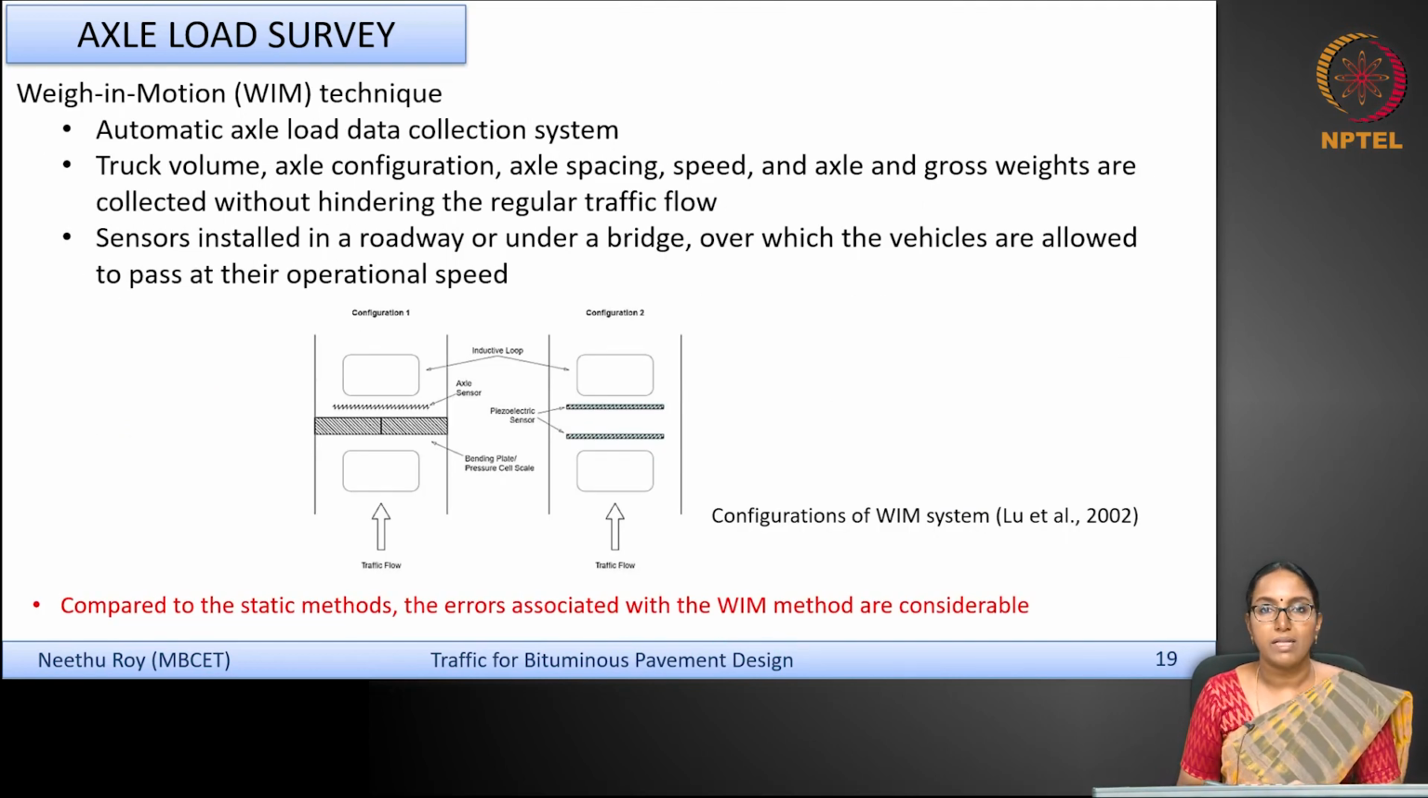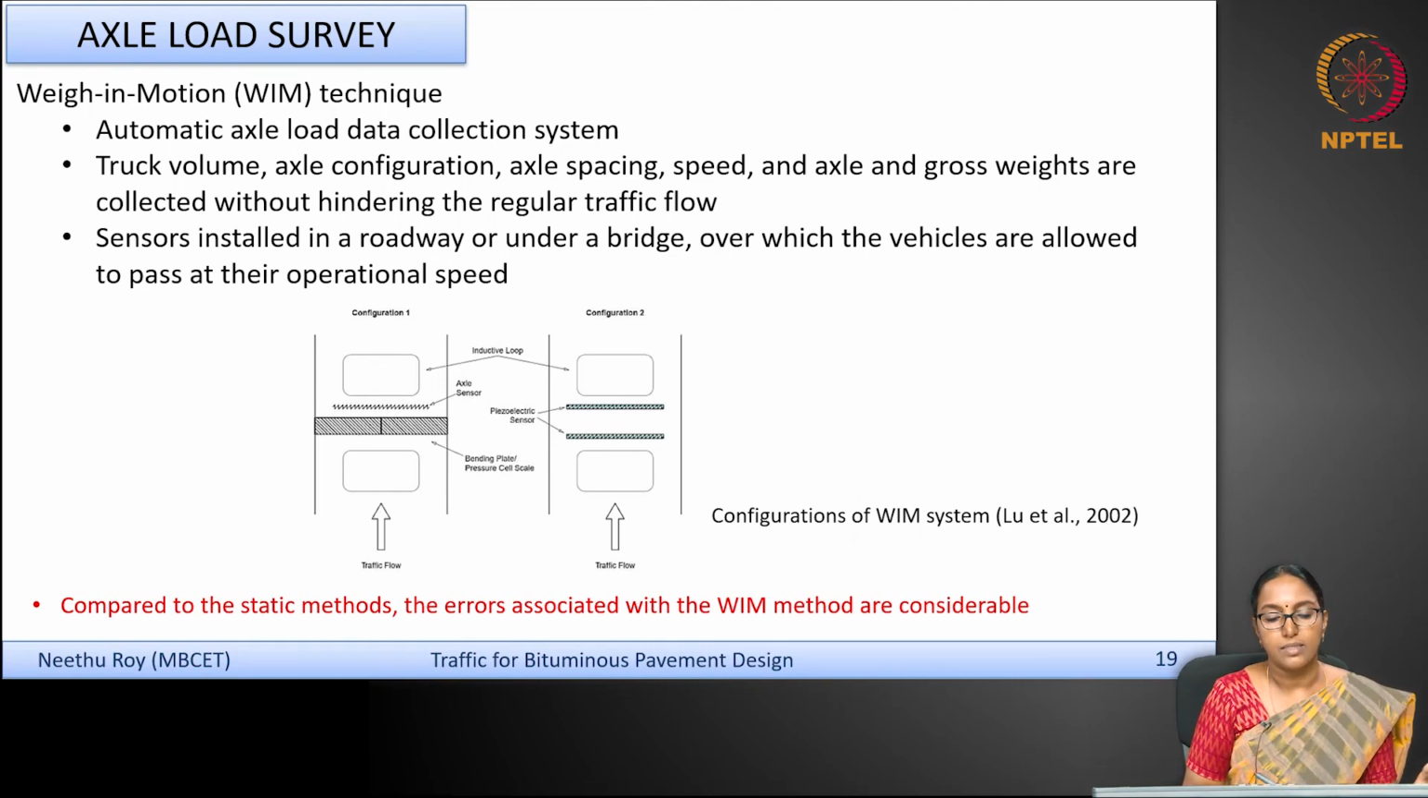Now, the other method is the weigh in motion technique. This is essentially an automatic axle load data collection system. The major disadvantage with the static method is that you have to ask each vehicle to pass on top of the weigh bridge, and it has to be stopped there for considerable time till you know the weight and so on. So, this may cause some disruption to the moving traffic. This can be avoided in the case of a weigh in motion technique.